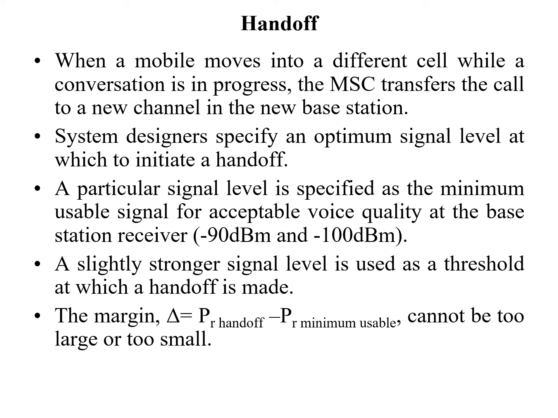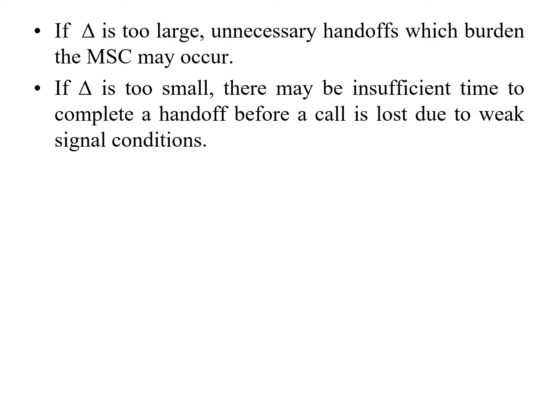A slightly stronger signal level is used as a threshold at which a handoff is made. The margin delta is defined as P_r handoff minus P_r minimum usable, and this cannot be too large or too small. If delta is too large, unnecessary handoffs will take place, which will burden the MSC. If delta is too small, then there will be insufficient time to complete a handoff before a call is lost due to weak signal conditions.